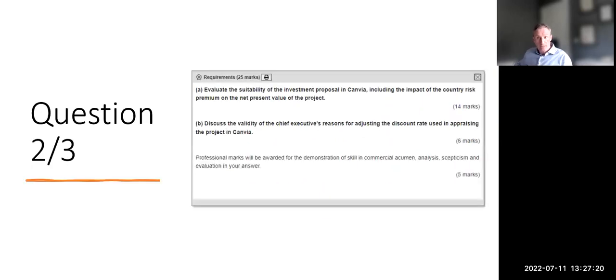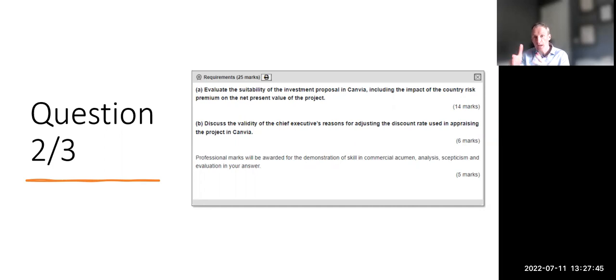Second style of question then is a question that comes up in section B. It tends to be a specific topic that they examine from the syllabus. And in the section B questions, there's 25 marks in total. 5 of those 25 marks are available for your professional marks. And you can see here that they want you to evaluate the suitability of the investment proposal in Canvia, including the impact of the country risk premium on the net present value of the project.